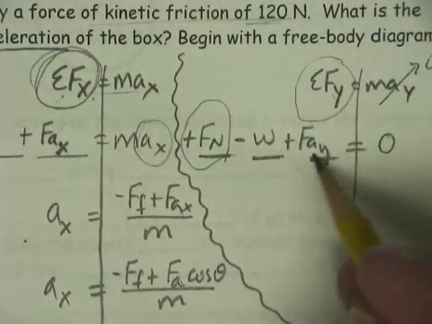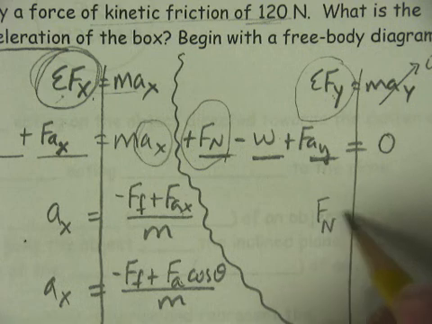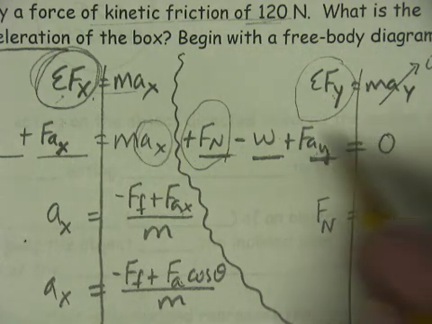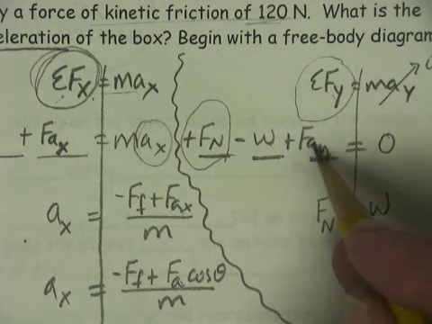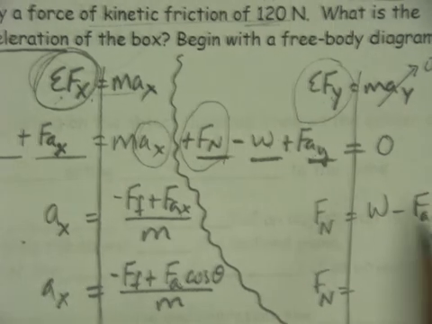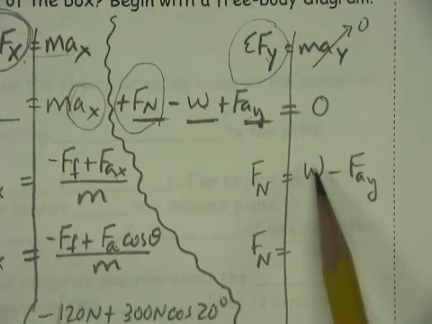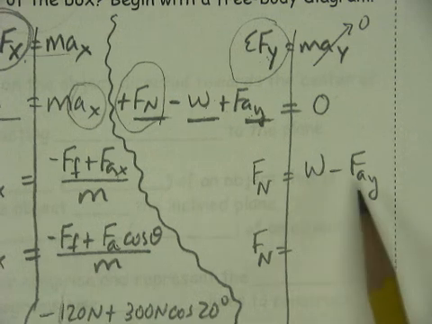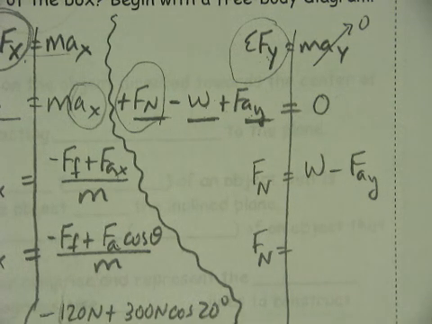So I'm going to move this guy and this guy to the other side. So there's the normal force. If I move this guy to the other side, he becomes positive. If I move this guy to the other side, he becomes negative. All right, now, I don't have a number for the weight, and I don't have a number for the applied force in the y direction. So I need to give them nicknames, rewrite them, rename them.